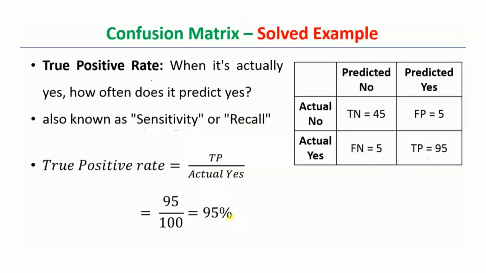Then the next one, true positive rate. This is also called sensitivity or recall. So when it is actually yes, how often does it predict yes? That is what the true positive rate is. True positive rate is given by true positive divided by actual yes. So true positive is 95 divided by 100. Why? Because 5 plus 95. That is 95%. Our true positive rate is 95%.